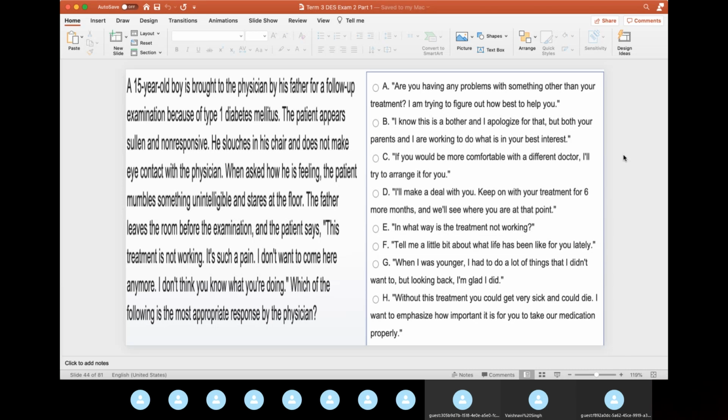This treatment is not working. It's such a pain. I don't want to come here anymore. I don't think you know what you're doing. Which of the following is the most appropriate response by the physician?